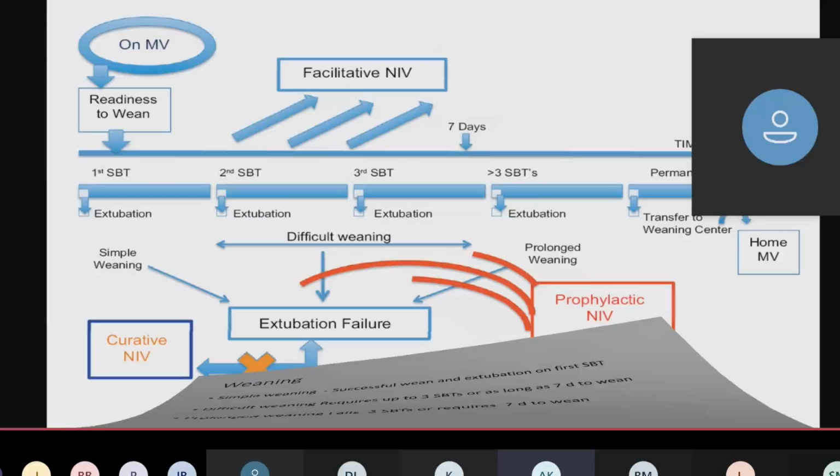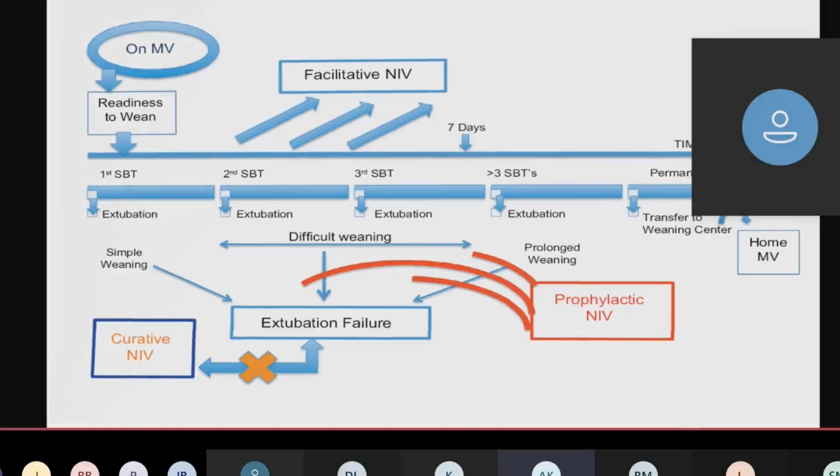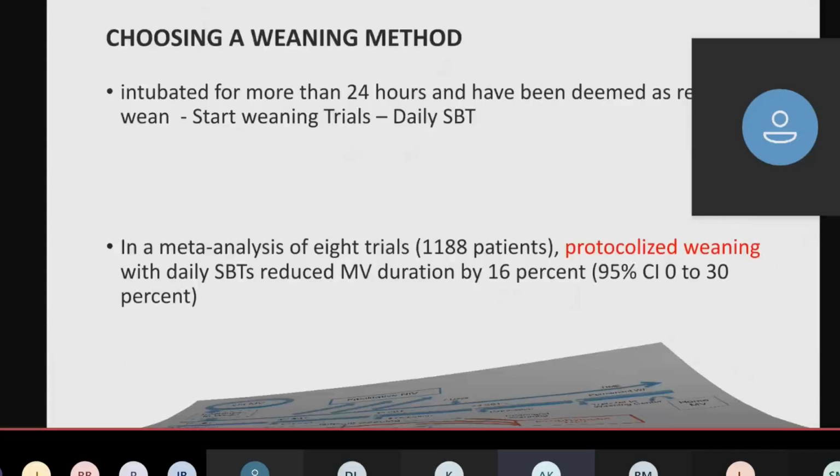So this is just a diagrammatic representation. I have not done anything much. Whatever I have told, I have just put it as a small graphical representation. I don't think there is nothing much from this slide. So moving on. Okay, now you have assessed the patient.